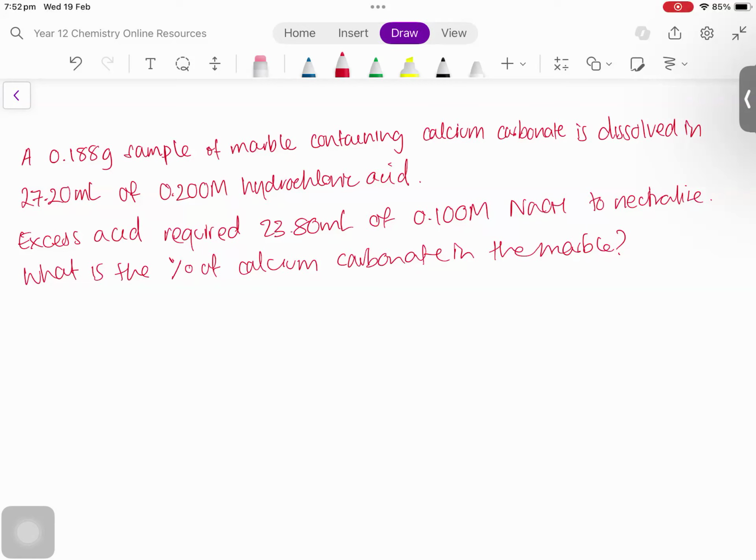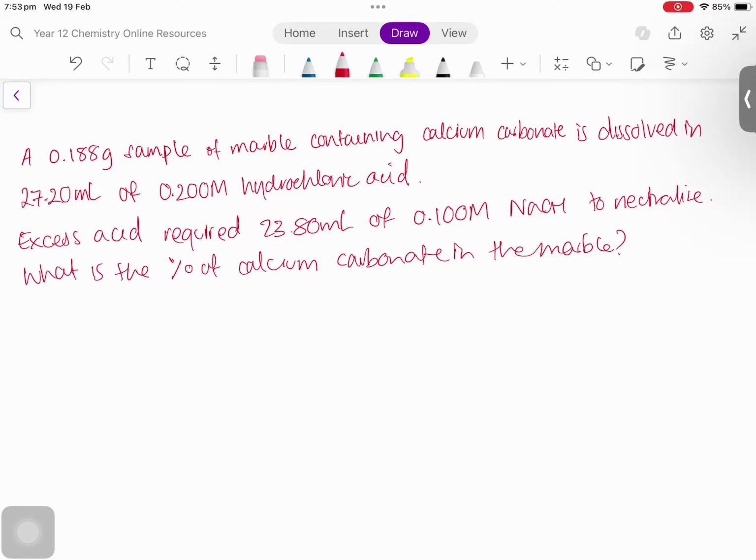No. There are 2 reactions going on, but there's only one unknown. Is this a double direct question or a back titration question? There's only one unknown. It's a back titration question because a double titration would have 2 unknowns. So this is a back titration question.